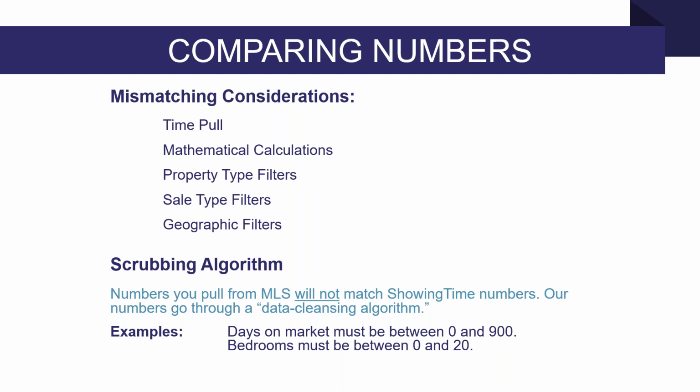And then the scrubbing algorithm: we do some minor data scrubbing. Things like days on market must be between 0 and 900. Bedrooms must be between 0 and 20. If we have a listing that says it's got 200 bedrooms, we're going to question that. So we'll scrub that from the bedroom filter or variable, but the rest of the listing would still be within that data.